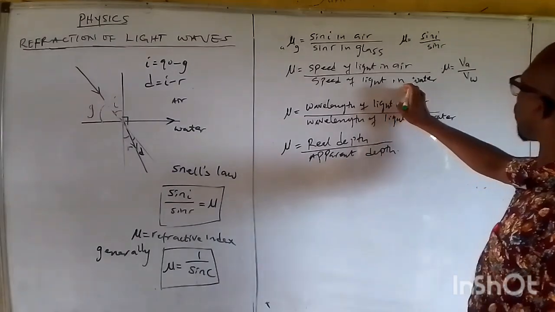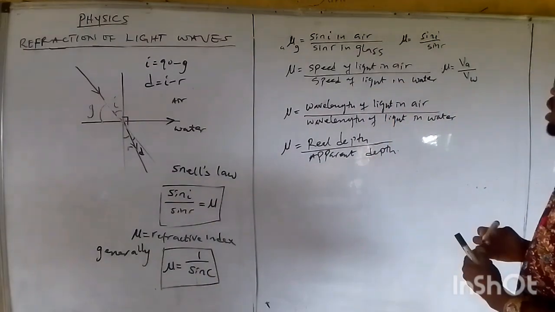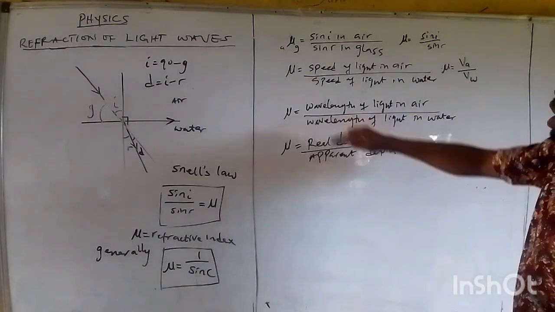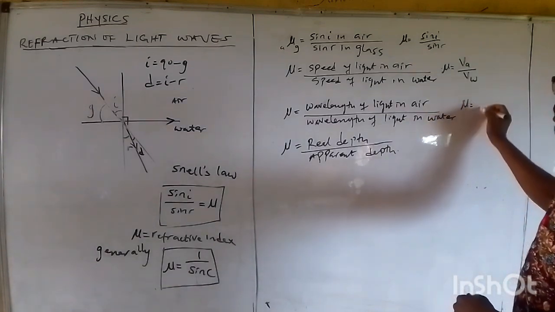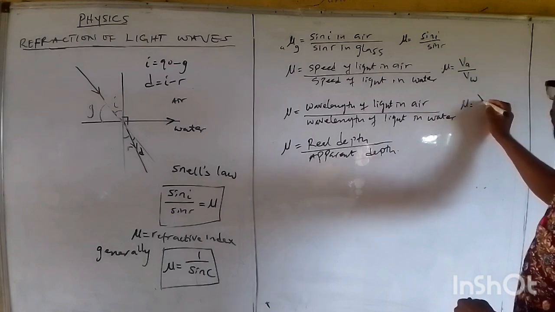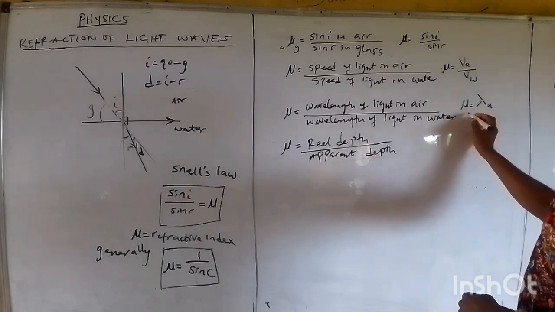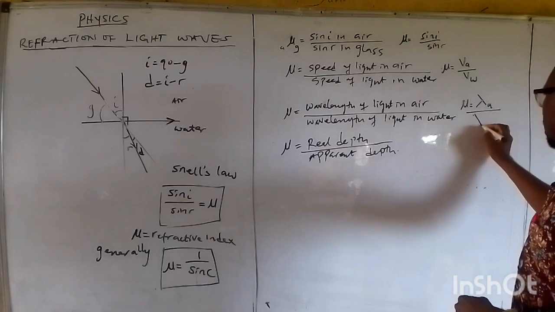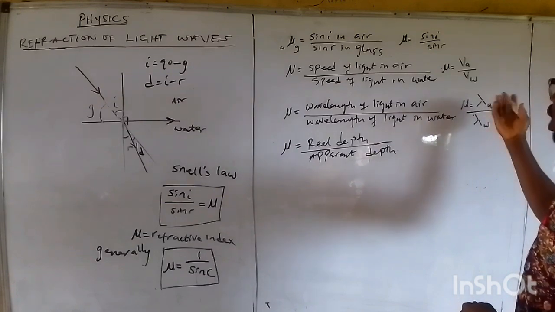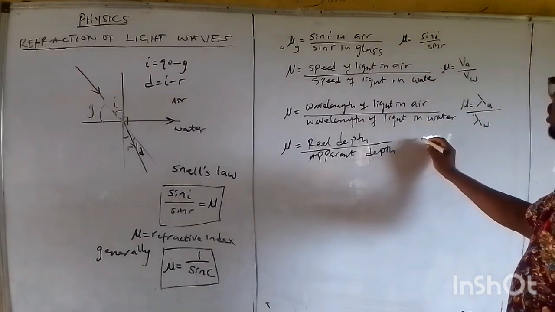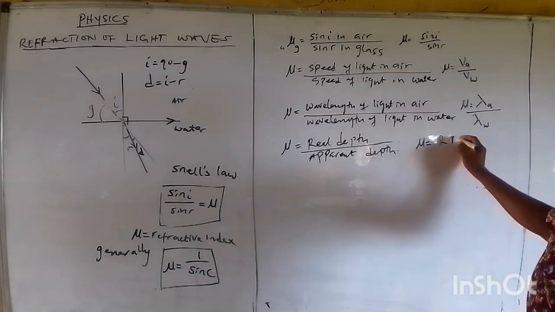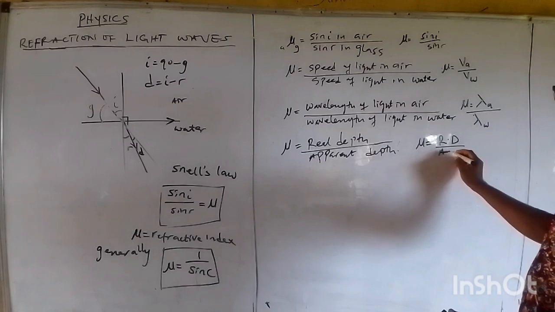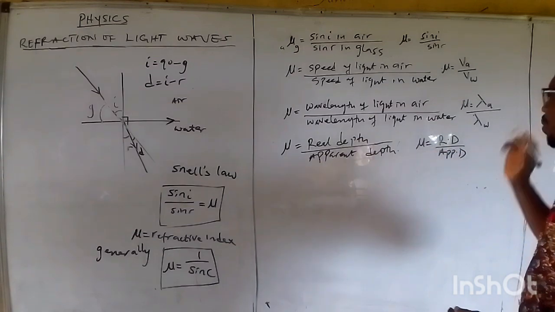But for this one, this is water. If it is glass, you will put glass here. Now, if we want to express it in terms of wavelength, we can say mu is equal to the wavelength of light in air all over the wavelength of light in water or in glass, as the case may be. This one can still be represented as mu is equal to real depth all over apparent depth.